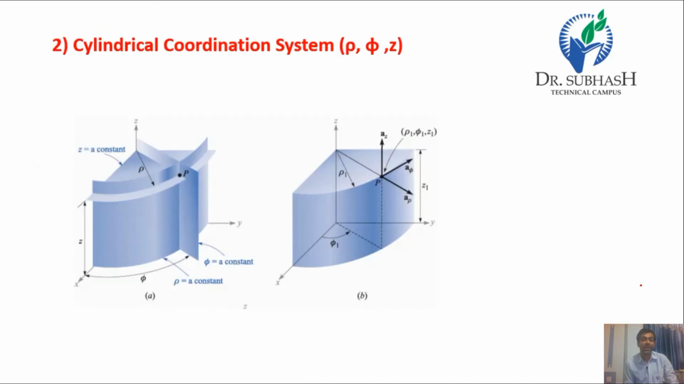Okay, cylindrical coordinate system. Like the Cartesian coordinate system, in a cylindrical coordinate system there are three components, represented by rho, phi and z, and they are also mutually orthogonal, which means the angle between rho, phi and z is always 90 degrees.